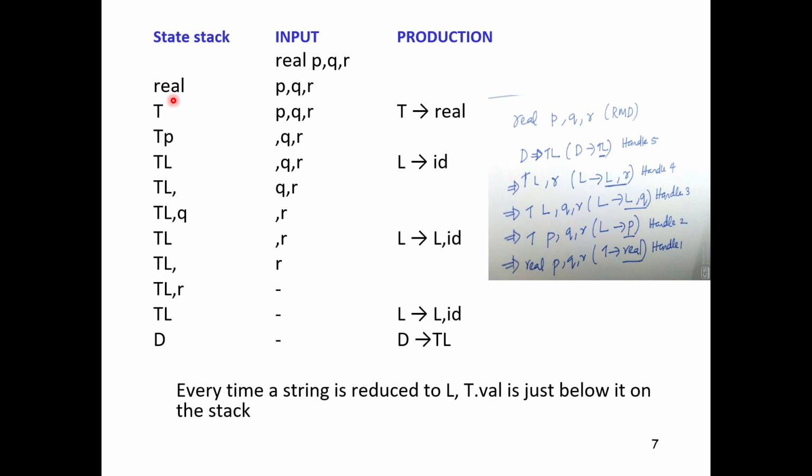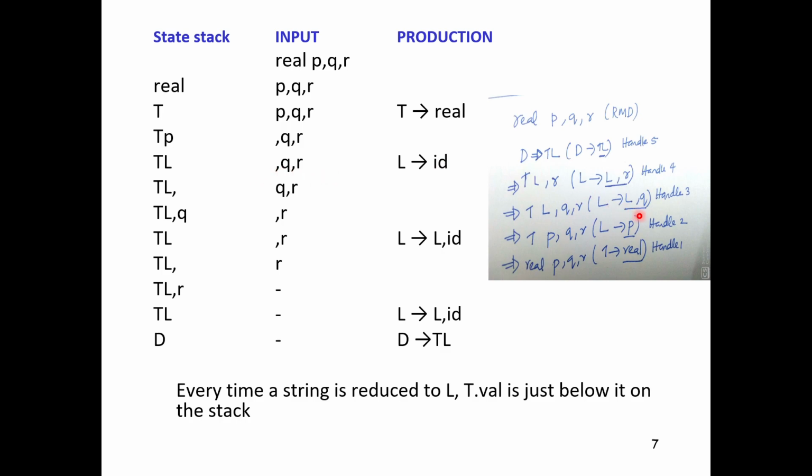Now the real is on the stack top, that is the handle. Then we have to replace it with the T. That is shown here. T is real. Real is replaced with T. Then again the stack top is having T. What is the next expected handle? P. So P is the handle. Since only T is here, no P, we have to shift this input. So P. Now P is on the stack top, and P is the next expected handle. So we will reduce the P using the production L is ID. So P is replaced with L.